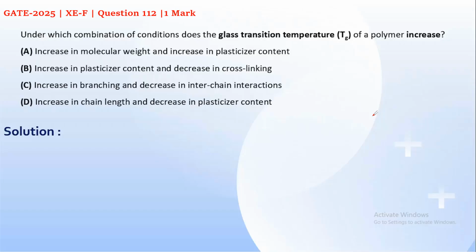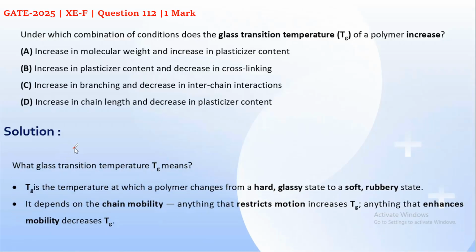And the options are: A, increase in molecular weight and increase in plasticizer content; B, increase in plasticizer content and decrease in cross-linking; C, increase in branching and decrease in interchain interaction; D, increase in chain length and decrease in plasticizer content.